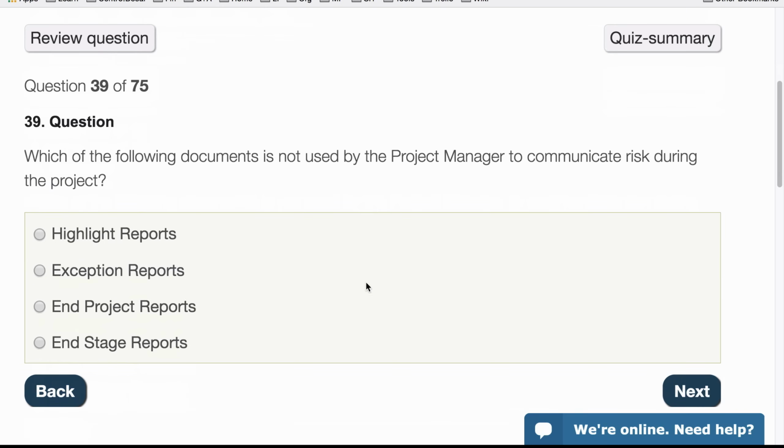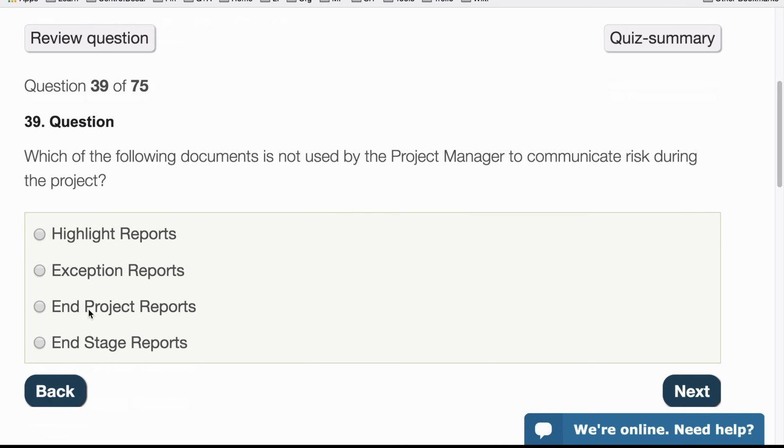Next one. Which of the following documents is not used by the project manager to communicate risk during the project? So what does not have risk in it? We have highlight report, exception report, end project report, and end stage report. Well, this is not so easy. Highlight report, definitely we have risk in here. Exception report, well, maybe there is a risk because we could document one risk in there.